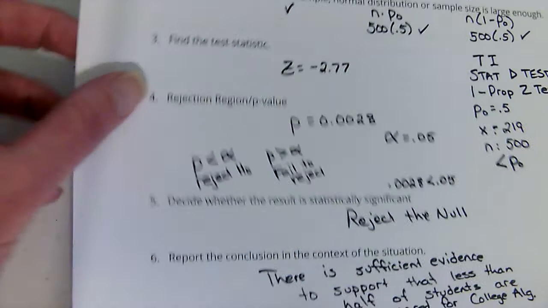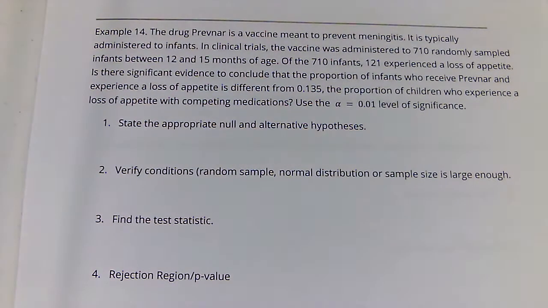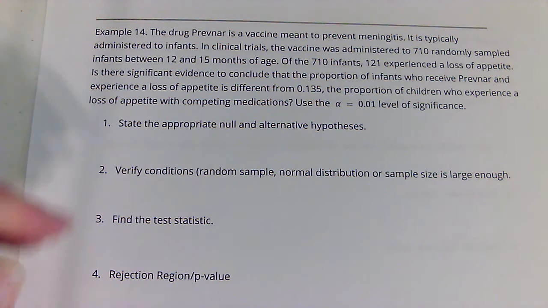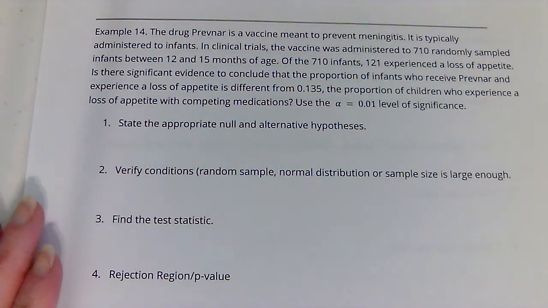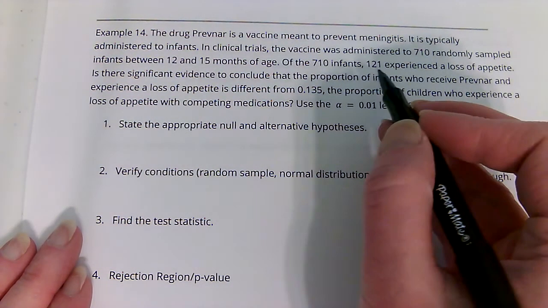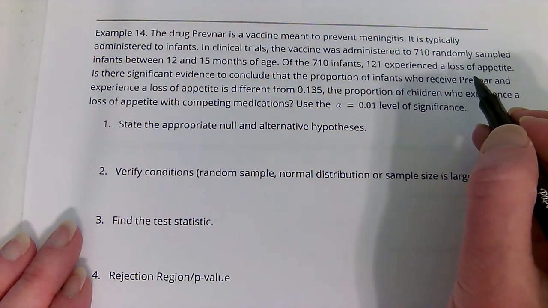Let's look at another example. Setting these up can be a little tricky. The drug Prevnar is a vaccine meant to prevent meningitis. It is typically administered to infants. In clinical trials, the vaccine was administered to 710 randomly sampled infants between 12 and 15 months of age. Of the 710 infants, 121 experienced a loss of appetite.